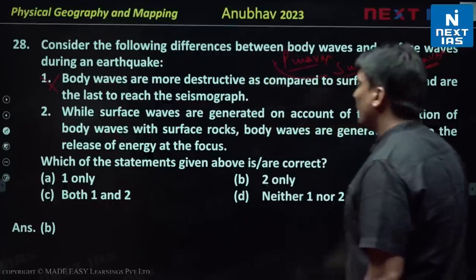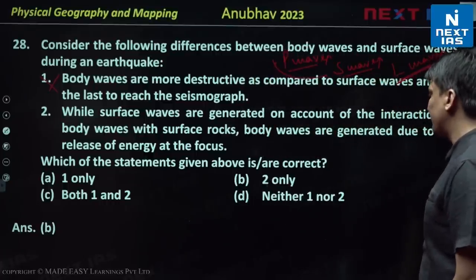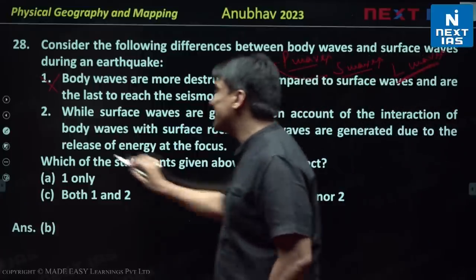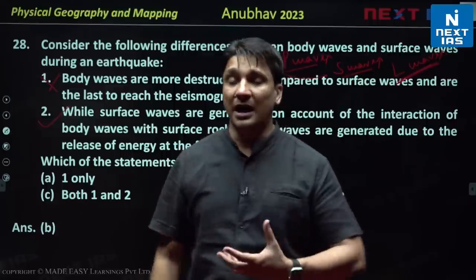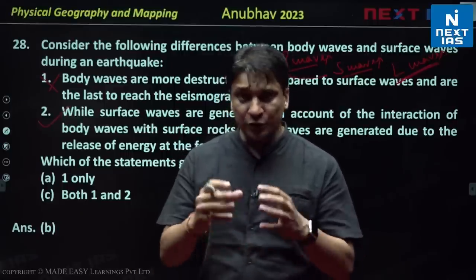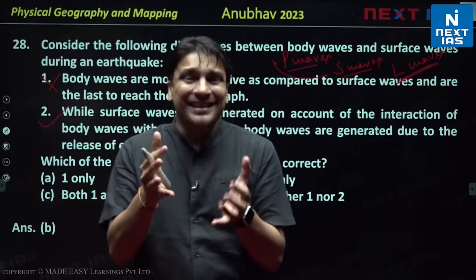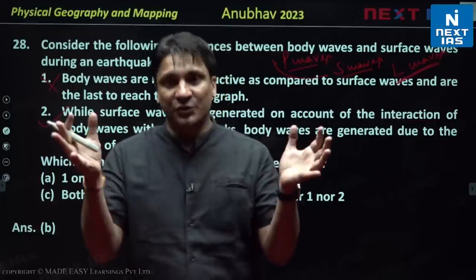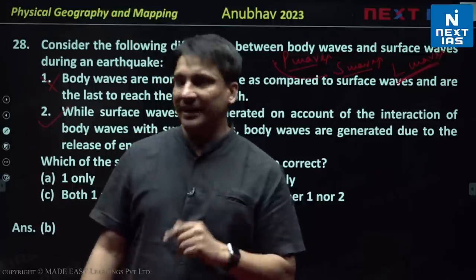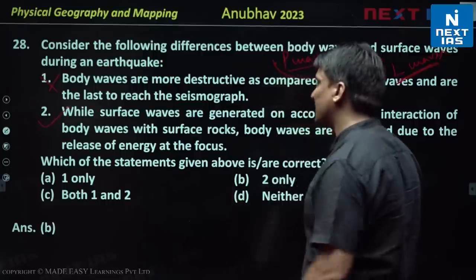Second statement: while surface waves are generated on account of interaction between body waves and surface rocks, the body waves are generated due to the release of energy at the focus. This statement is correct. I told you body waves are a set of waves which are released at the focus or hypocenter due to release of energy. And energy is released when the stress in the rocks is released. Correct? So basically rocks are stressed due to plate tectonics and other factors, and whenever this stress is released at the hypocenter or focus, body waves are produced.